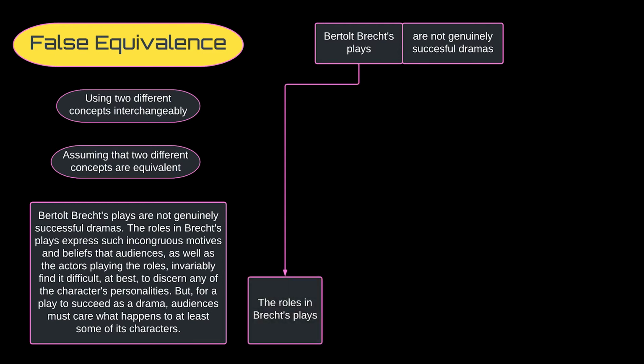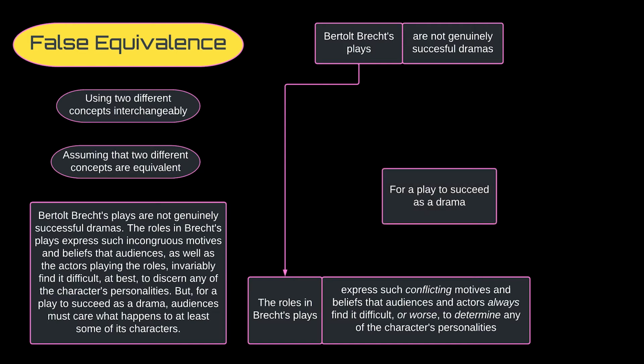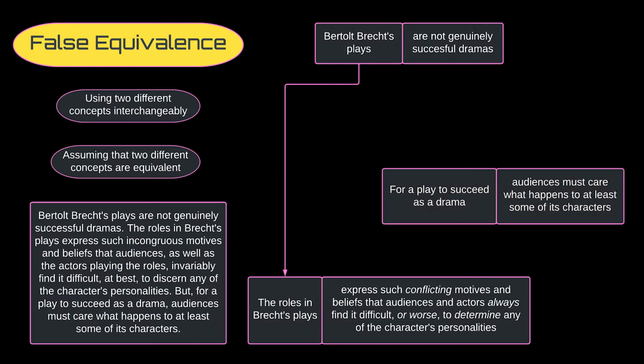The roles in Brecht's plays express such conflicting motives and beliefs that audiences and actors always find it difficult, or worse, to determine any of the characters' personalities. The major premise is the final sentence. For a play to succeed as a drama, audiences must care what happens to at least some of its characters.